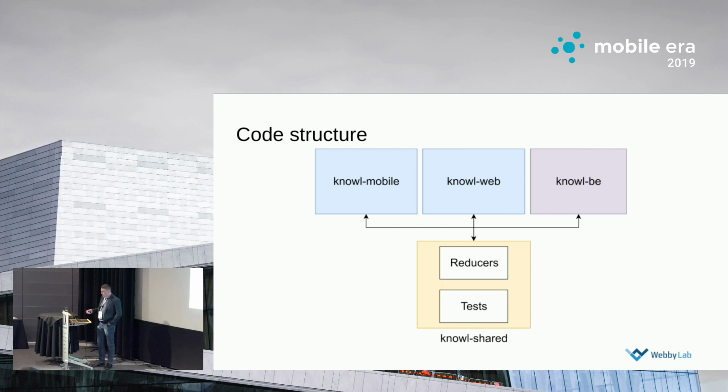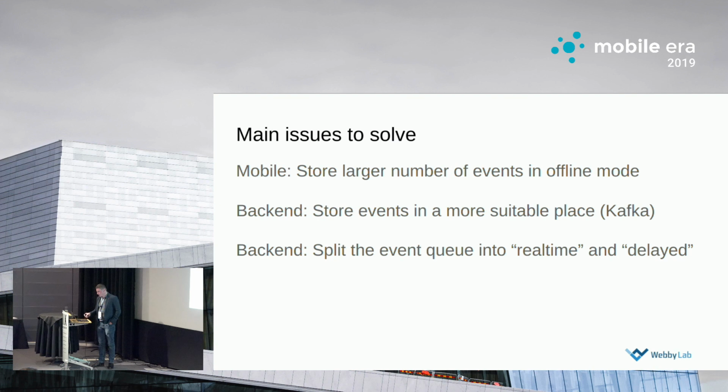As for code structure, we have 4 repositories: one for mobile, React Native, both iOS and Android, one for web, one for backend, and a repository with shared code, with reducers and shared tests. So that's it.